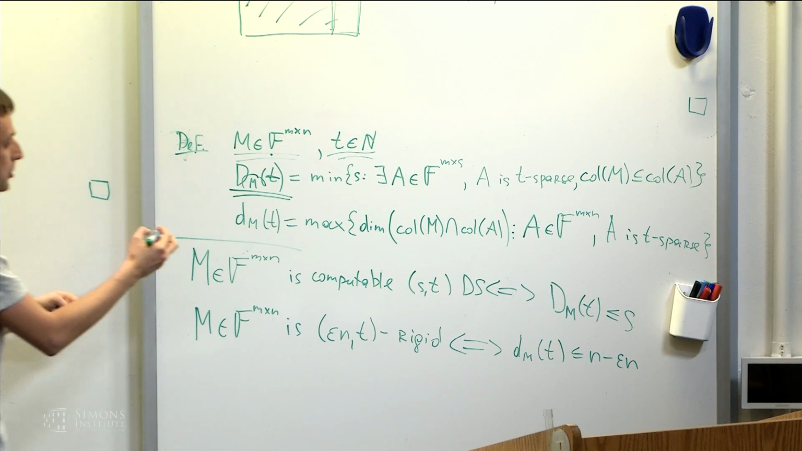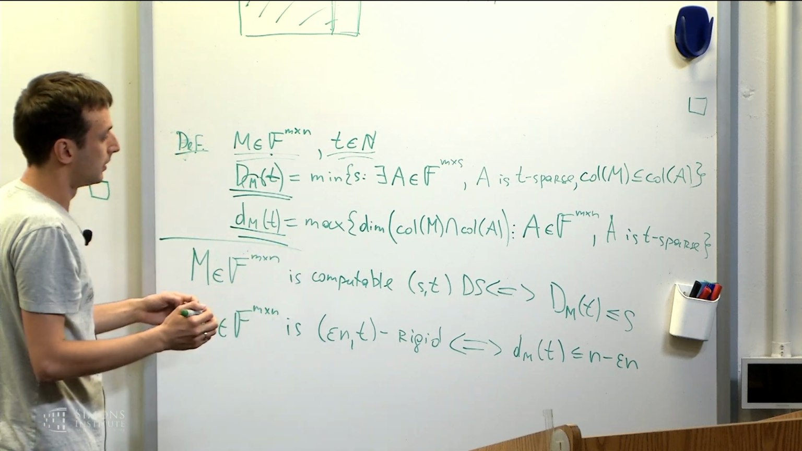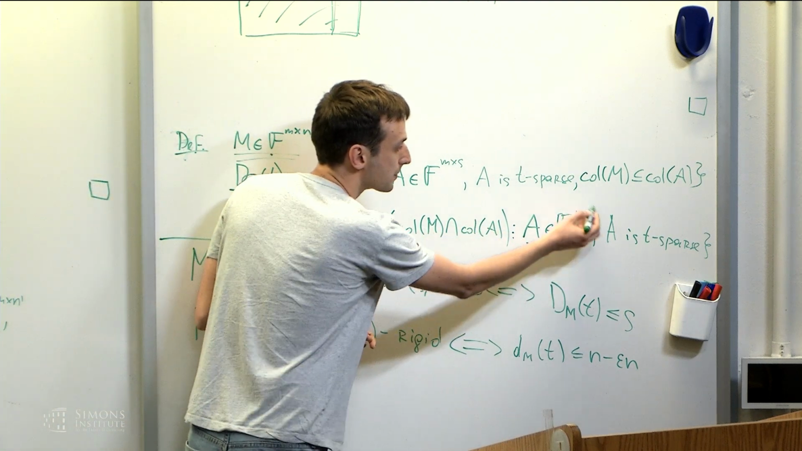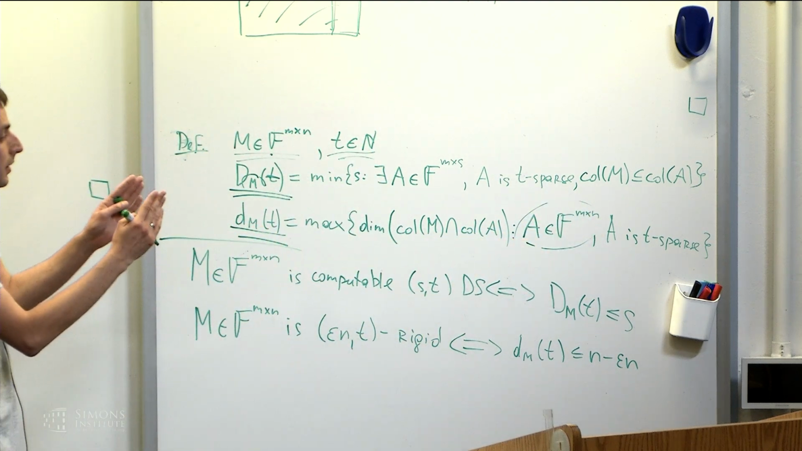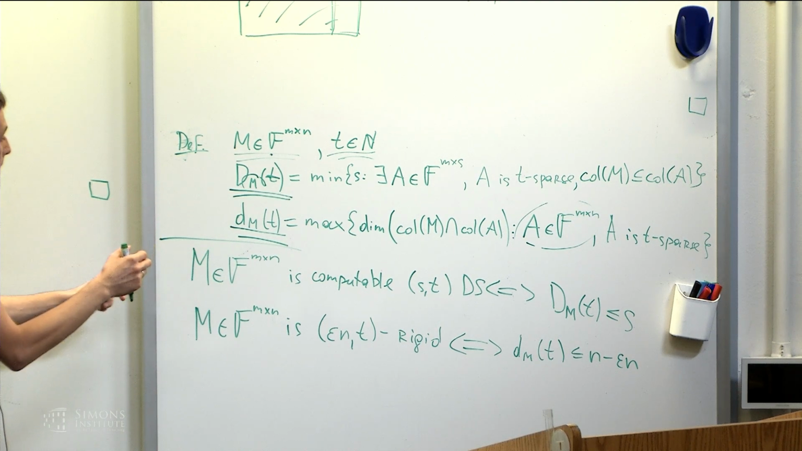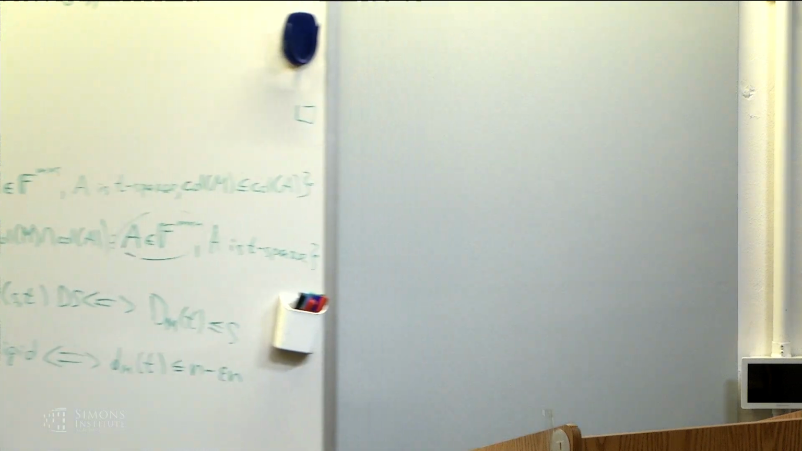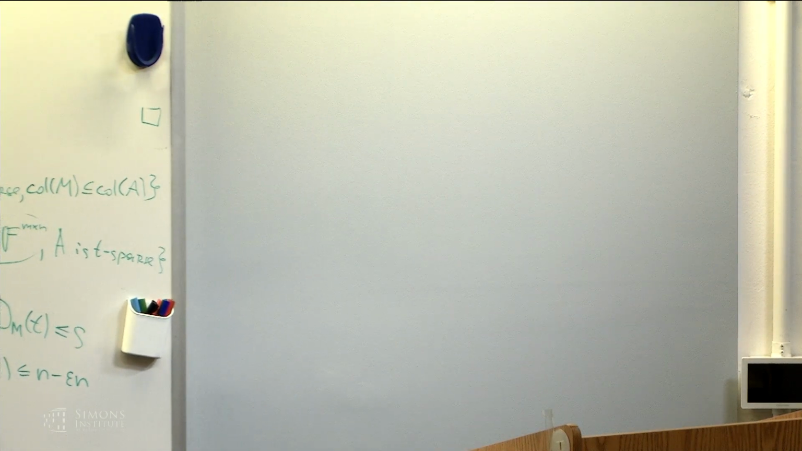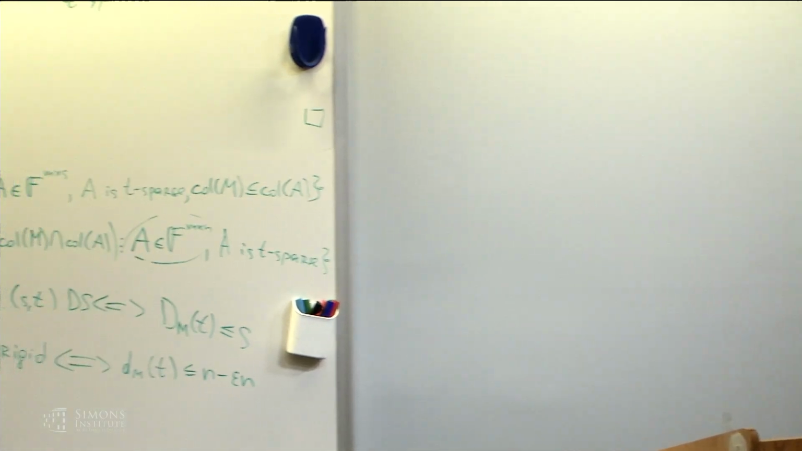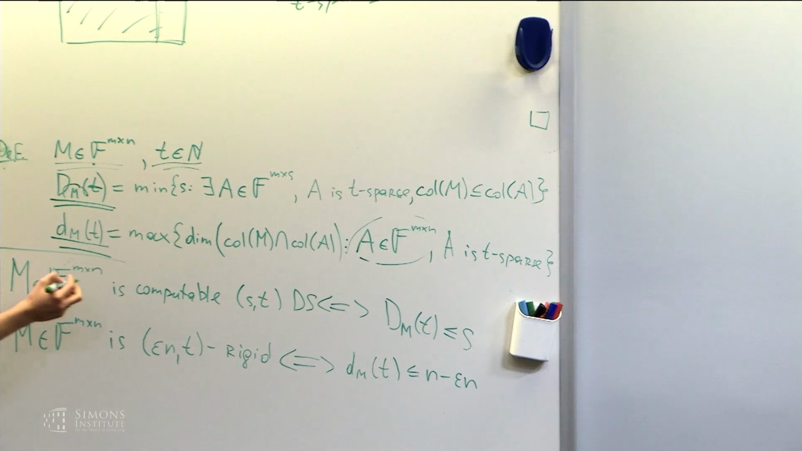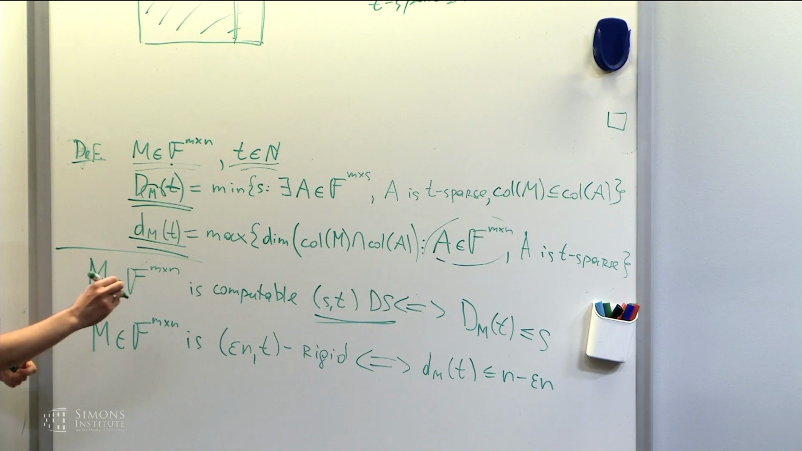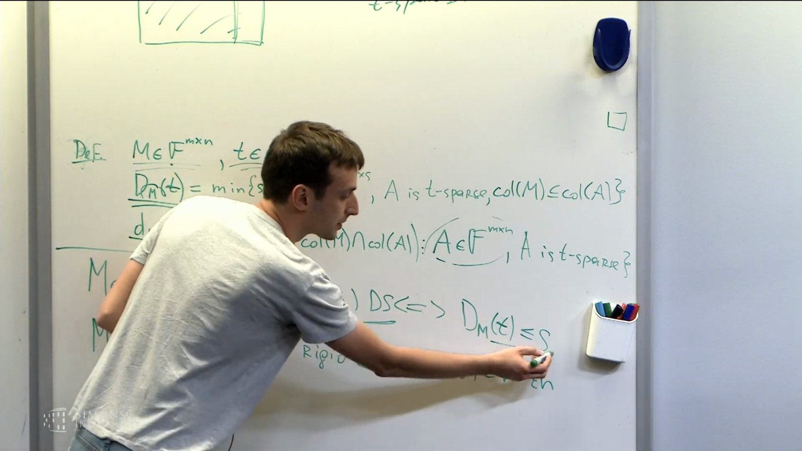And the inner dimension is kind of the opposite. You give me a matrix, and I'm looking at all sparse matrices of the same size. What is the largest dimension of their column space intersections? It's not hard to show that the outer dimension exactly corresponds to the data structure complexity of the problem. The problem can be solved by an (S, t) data structure if and only if the outer dimension with sparsity parameter t is at most S.